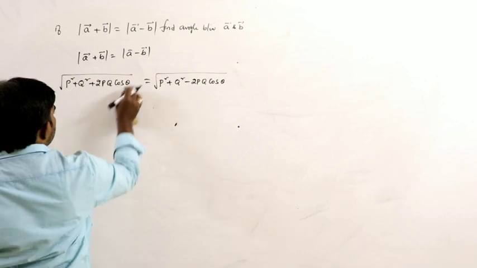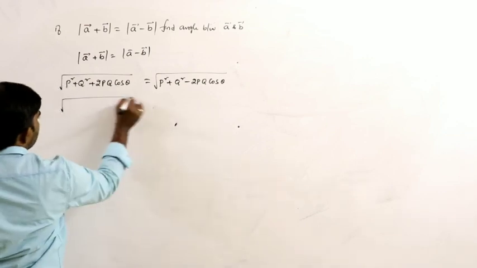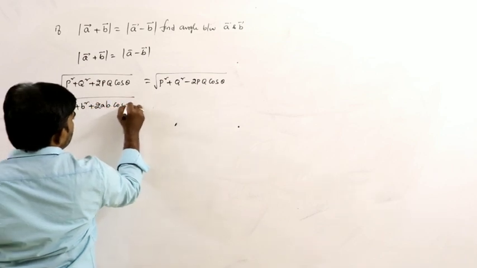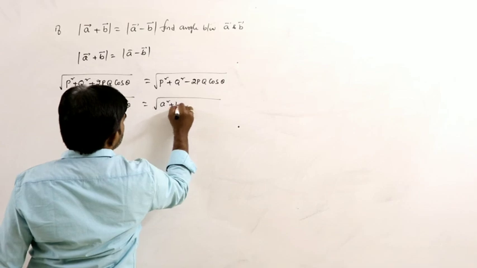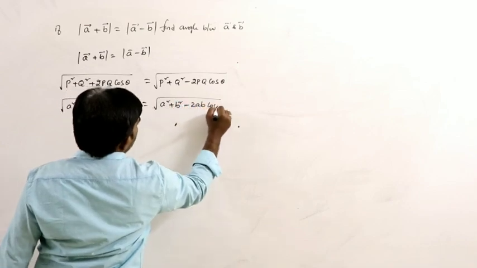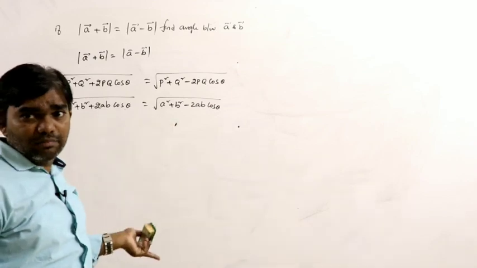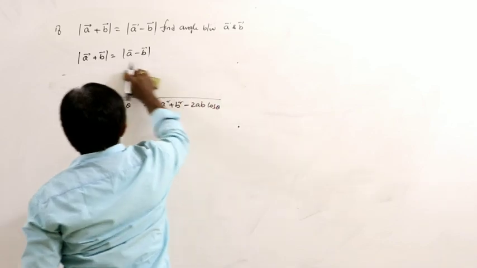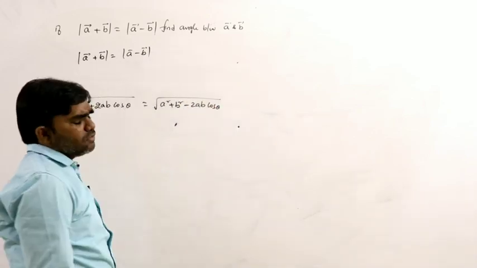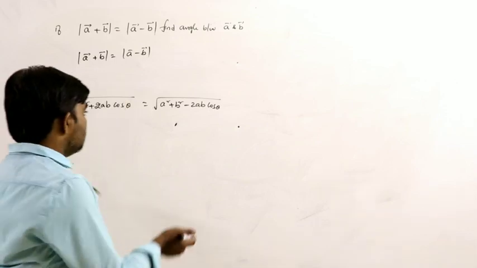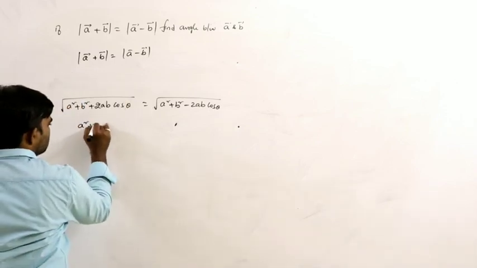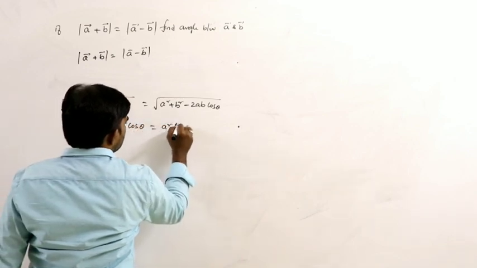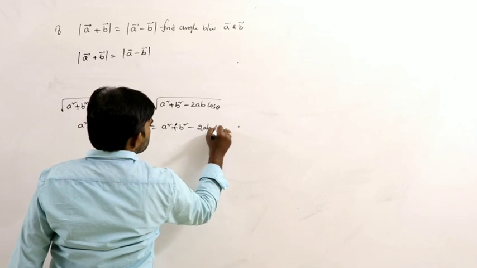In place of P and Q, what do we have here? A and B. So just substitute that. So we write A square plus B square plus 2AB cos theta equals A square plus B square minus 2AB cos theta. Applying square root on both sides, A square plus B square plus 2AB cos theta is equal to A square plus B square minus 2AB cos theta.